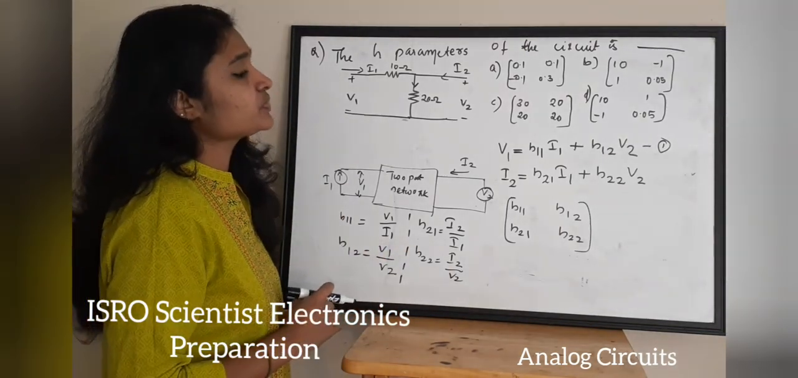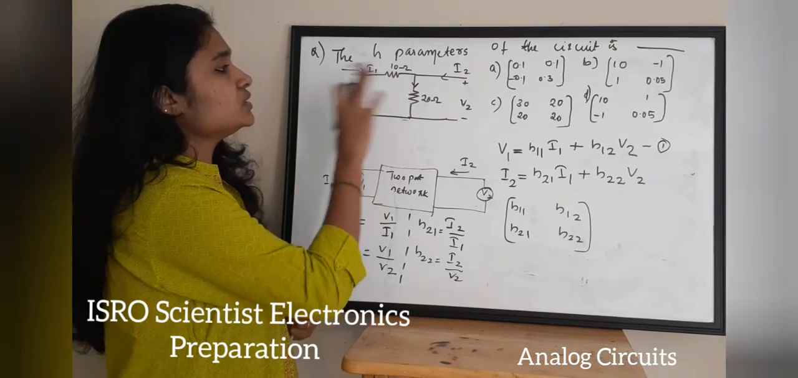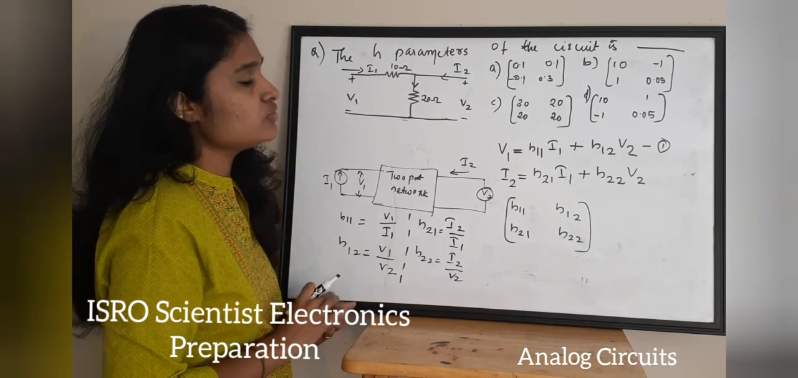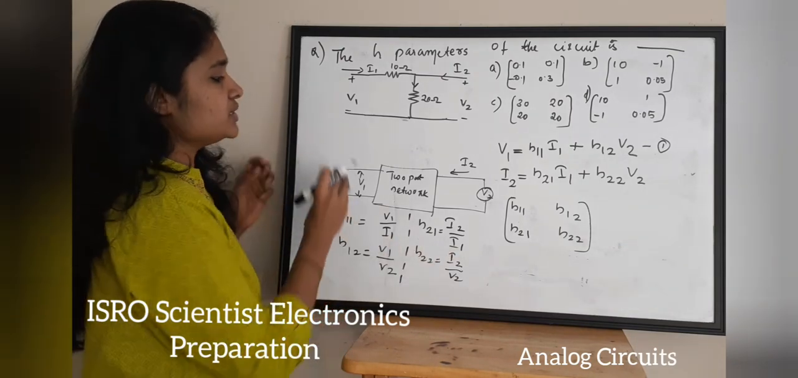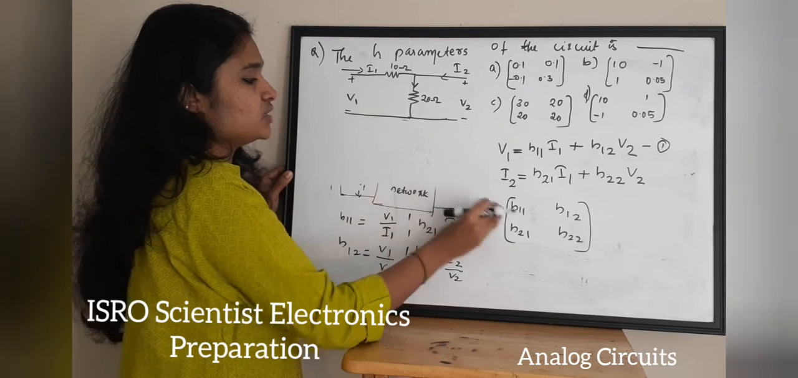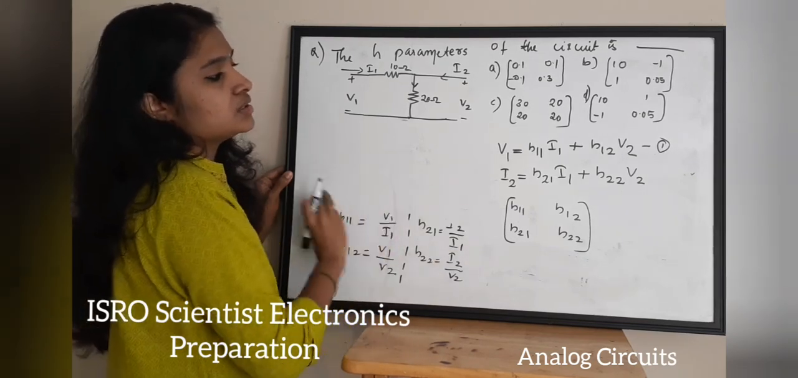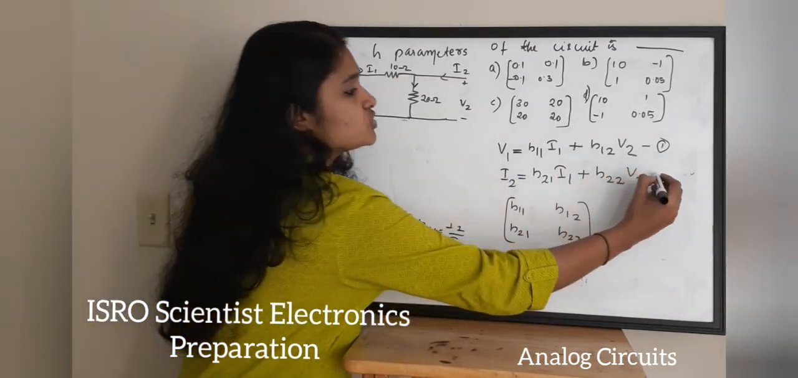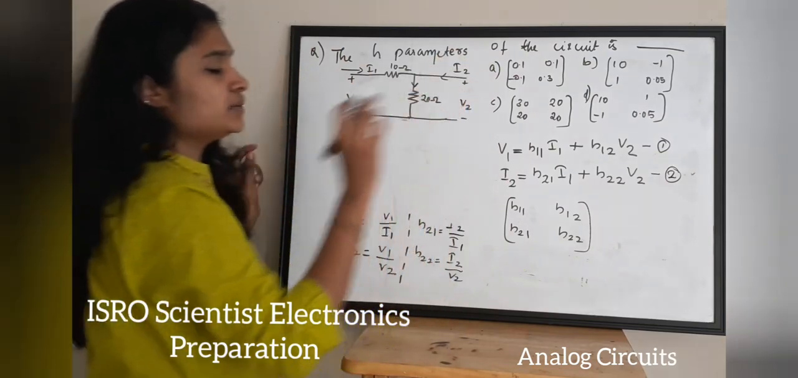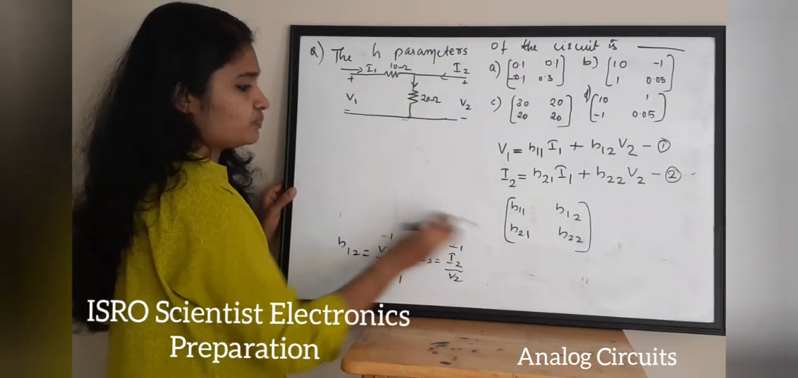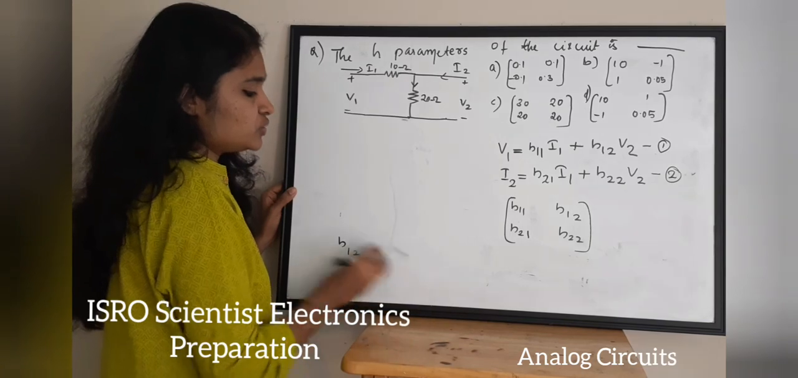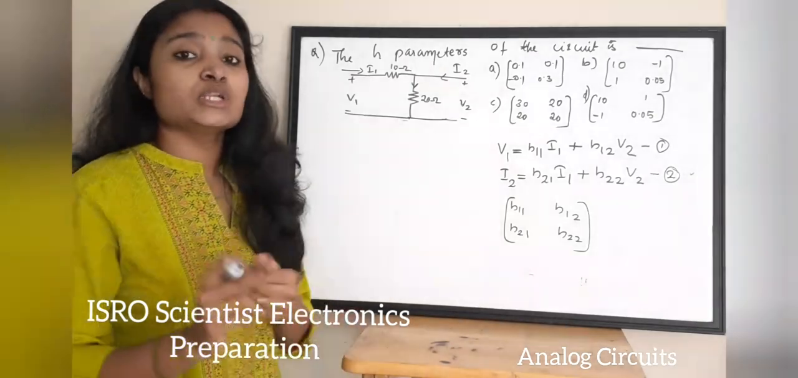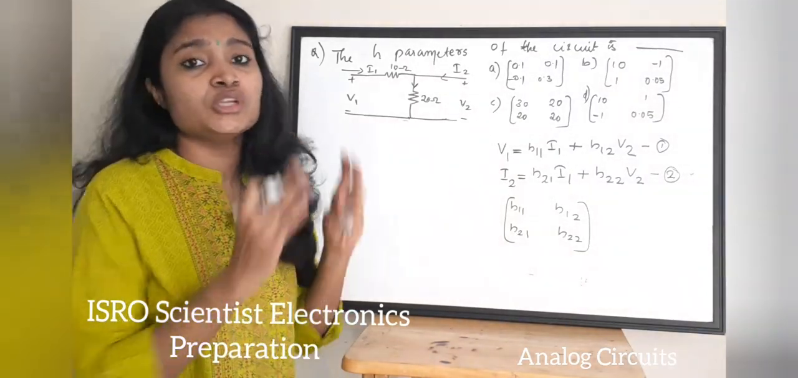In the question, they have given a network with certain voltage and currents and two resistors connected, and we need to find the value of these hybrid parameters. So let us try to do that. Now we have the characteristic equations for V1 and I2 in terms of the hybrid parameters, let those be equations 1 and 2. I am going to find the value of my hybrid parameters by applying Kirchhoff voltage law and Kirchhoff current law to this network.